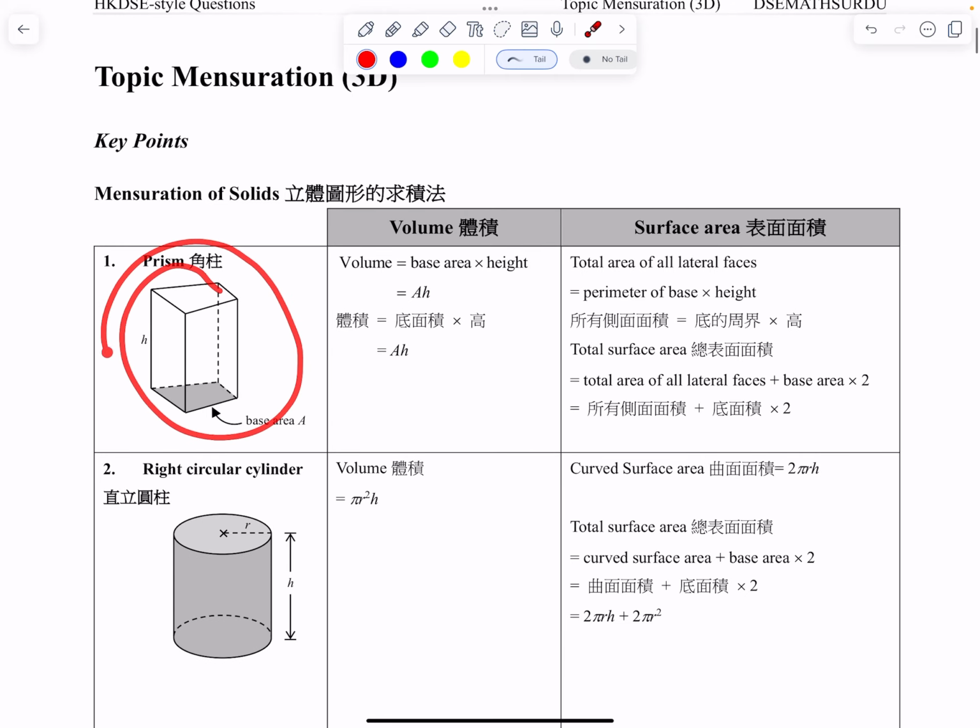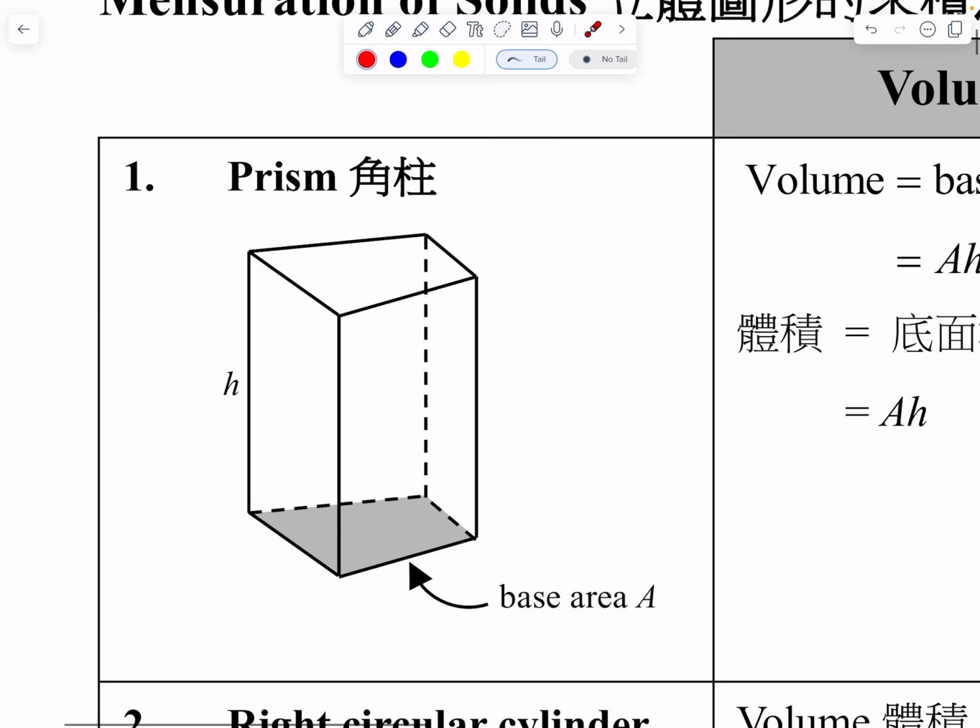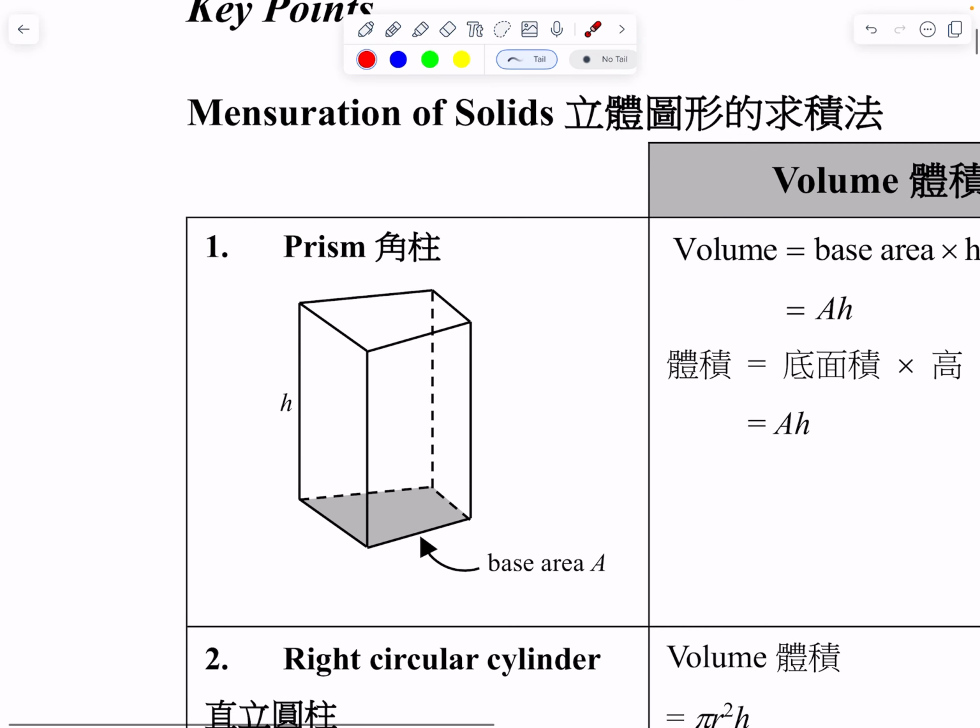So we will start with a prism. What is a prism first of all? Prism basically means a 3D shape, 3D meaning you can put something in it. You will have the same base on the bottom and also on the top. That's what we call a prism.